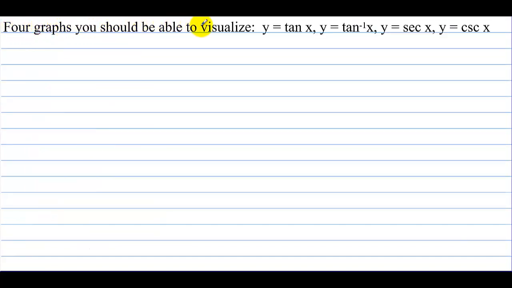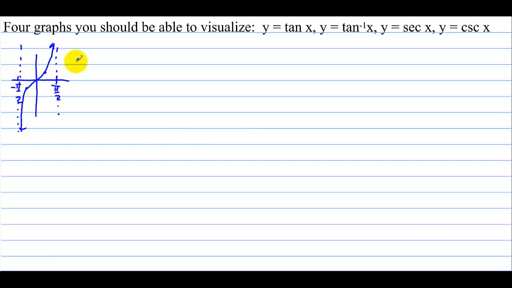4 graphs you should be able to visualize: tangent, inverse tangent, secant, and cosecant. Let's take a look at these 4 graphs. Let's start out with tangent. We have pi over 2 and negative pi over 2. Tangent is graphed between these two values, at least one period of it. Now pi over 4 is 1, negative pi over 4 is negative 1, and then we have asymptotes at both negative pi over 2 and pi over 2, and this is what the graph of tangent looks like.